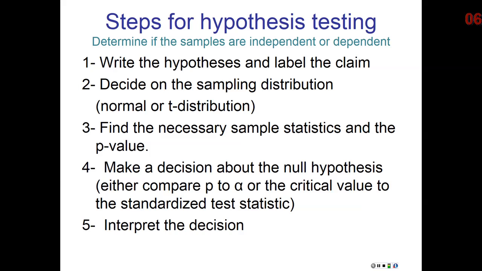The null means no difference. Okay, there isn't any difference between the 2 groups. And the alternative is that the difference is less than, greater than, or there's just a difference between the 2 groups. Okay? Now, we have 2 different types of tests, one for independent sampling and one for dependent sampling.